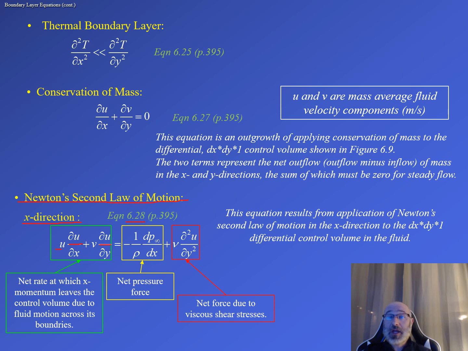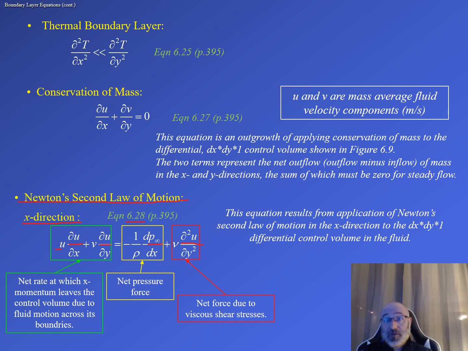Then moving on to the right-hand side of our equation, the first term is going to be our net pressure force. So we have this as negative 1 over our mass density times the change in our pressure in our x direction, so dp infinity over dx. And this is going to be plus, now we deal with our third term within this equation here in red. And this is the net force due to our viscous shear stresses. So we have our nu times now our partial squared u over partial y squared.